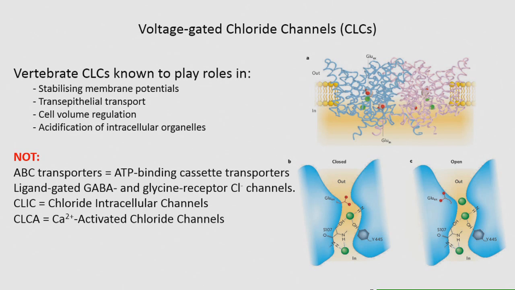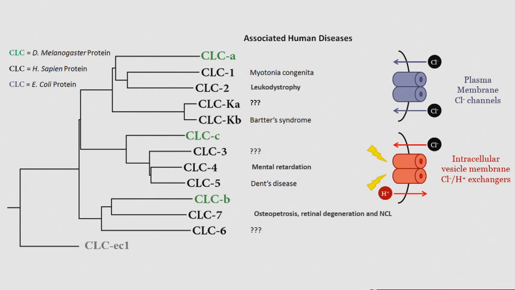They typically form homodimers, and I just point out there are lots of chloride channels around, and we're not talking about all these ones down here. These voltage-gated chloride channels have been implicated in a number of functions, and in particular, for today's talk, I'll focus on the acidification of intracellular organelles.